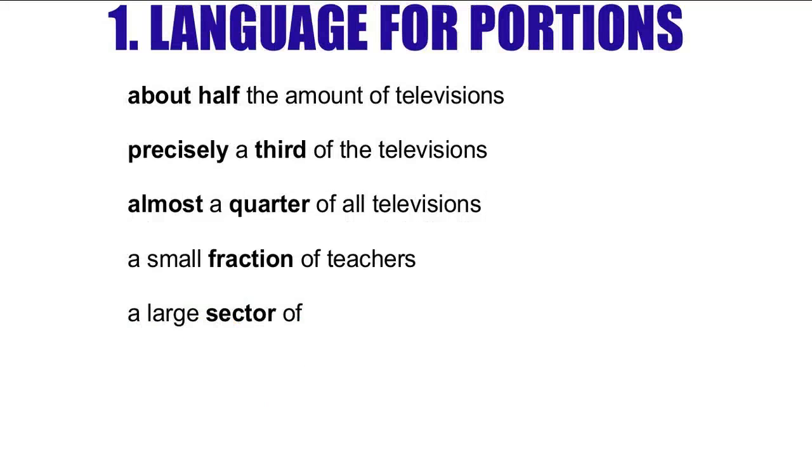Now, some more language. We can say about half the amount of televisions were from Iraq or wherever. Precisely a third of the televisions were sold in Glasgow, wherever. Almost a quarter, a small fraction, a large sector. Copy all of those down. Use them. Show the examiner that you have a variety of language. You've got a large lexical resource.